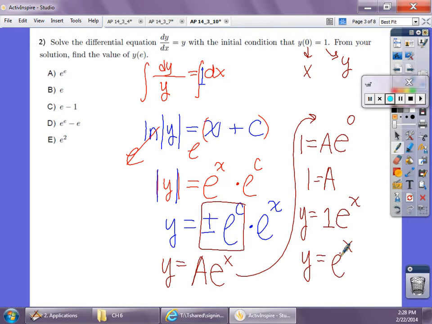Alright? Y of e then would be e to the e, letter A. Ms. Stedman, if I made any mistakes, go ahead and please correct them.